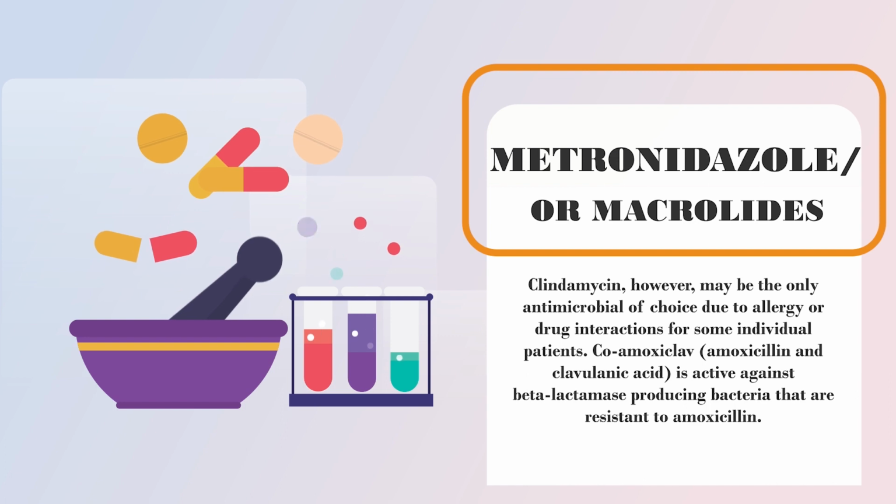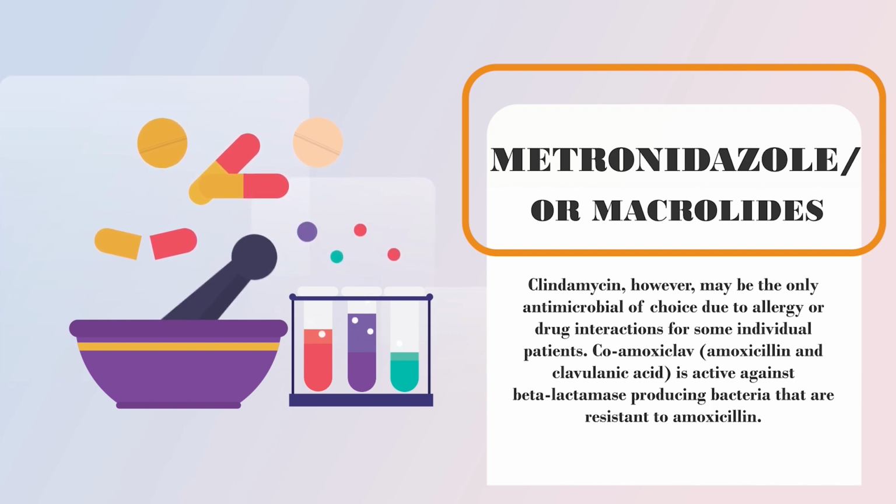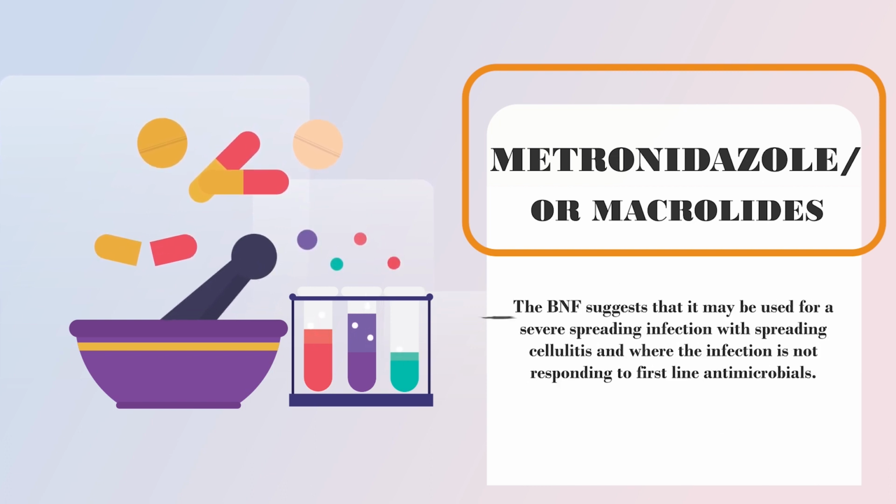Co-amoxiclav, which is amoxicillin and clavulanic acid, is active against beta-lactamase producing bacteria that are resistant to amoxicillin. The BNF suggests that it may be used for severe spreading infections with spreading cellulitis, or an infection that does not respond to the first line of antimicrobials.